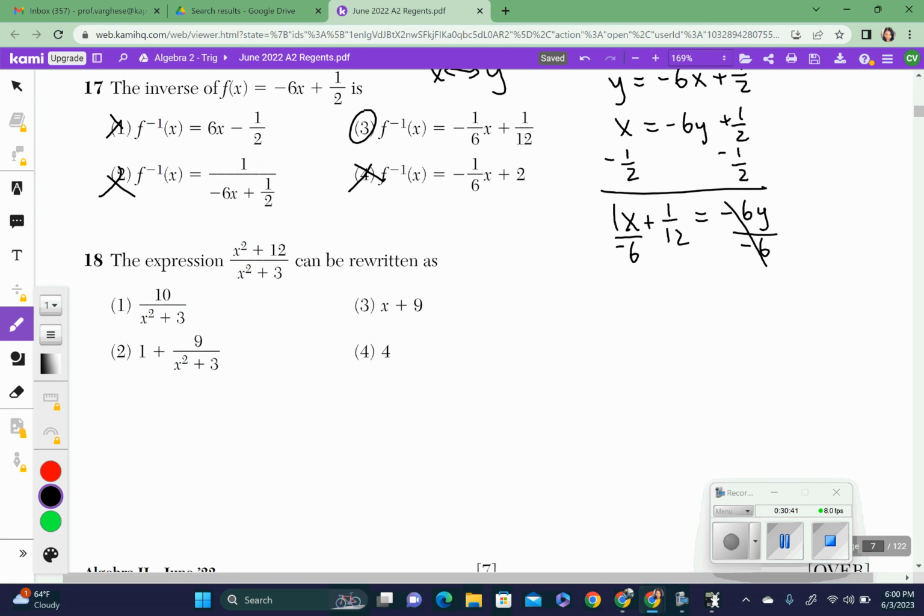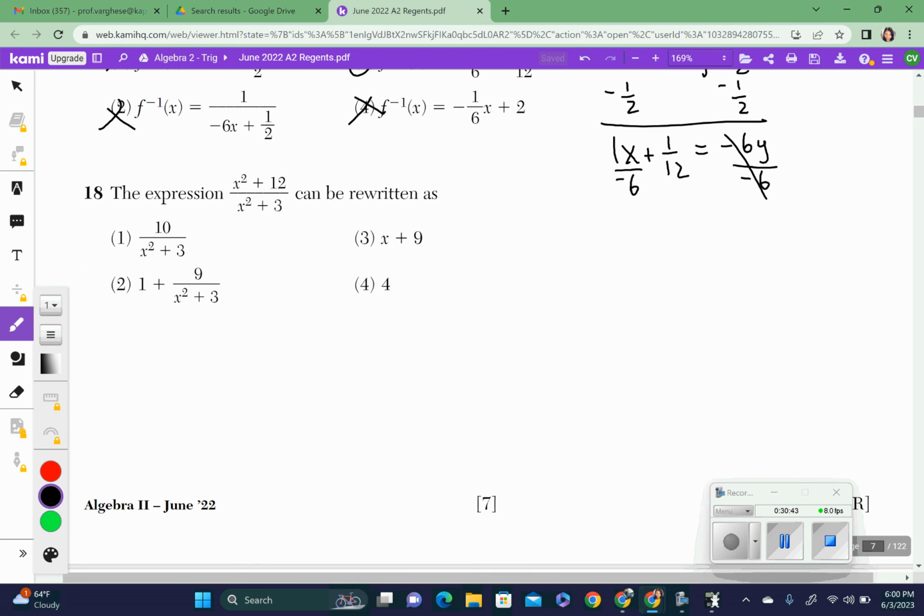So it can be rewritten. As soon as you see this, you can plug this into the store, right? Store number, plug this in, hit enter, write down that number, and then plug each of these in and see which one works. If you want to do it the longer way, we can take the x squared and divide that by x squared plus 3, and then we can take the 12 and divide that by x squared plus 3.